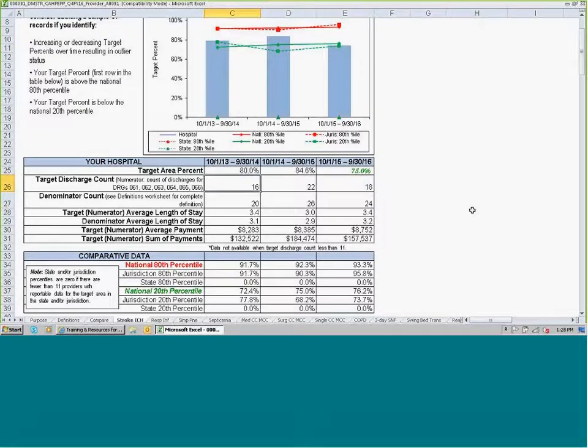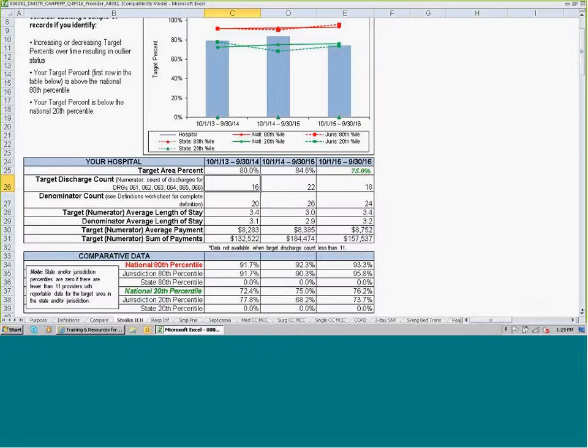Below the hospital data table, we have this comparative data table, which identifies the target area percent that is at the national 80th percentile, the jurisdiction 80th percentile, and the state 80th percentile, as well as the target area percent that is at the national 20th percentile, the jurisdiction 20th percentile, and the state 20th percentile. So remember, in the earlier example, we identified the target area percents that were at the 80th and the 20th percentiles, and that's where you can find this information.